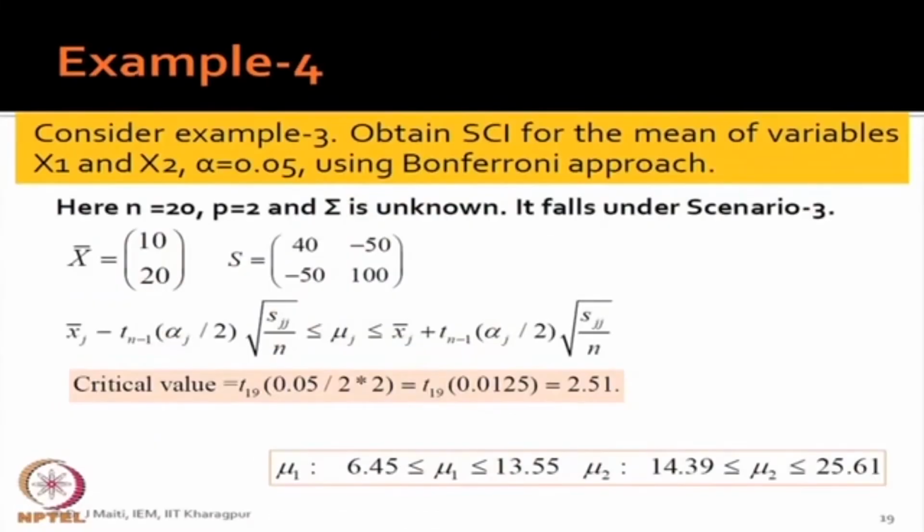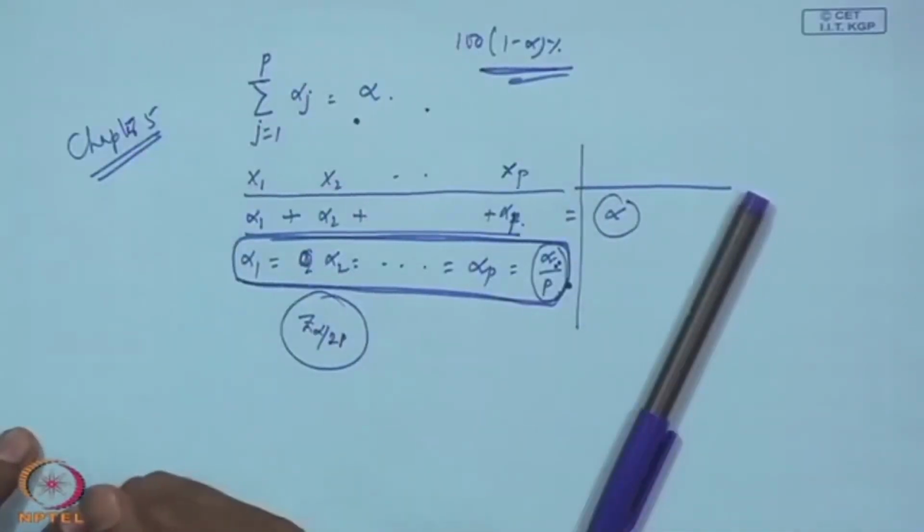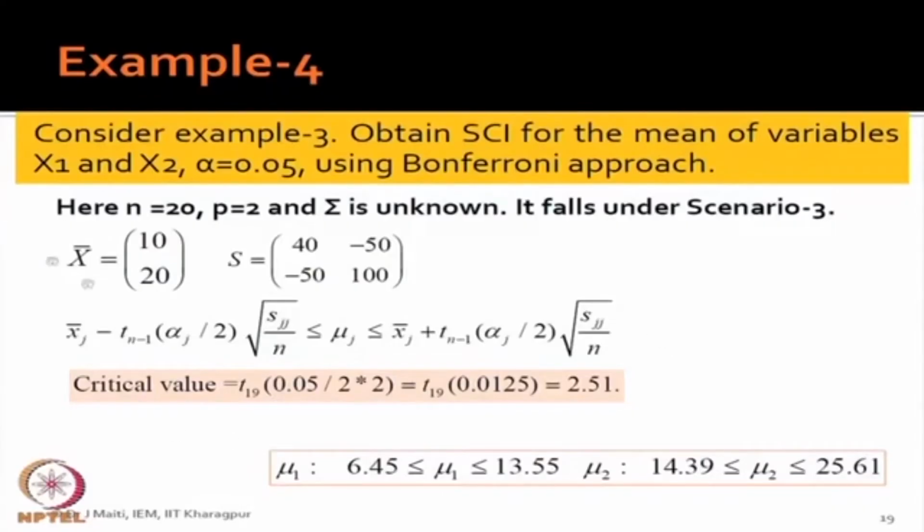Then what is essentially the difference between Bonferroni and this approach, the maximization lemma? Which one is easier for you? Bonferroni? Easy way, you just divide the total alpha among different variables, and collectively the sum will be alpha. Now, there is a problem.